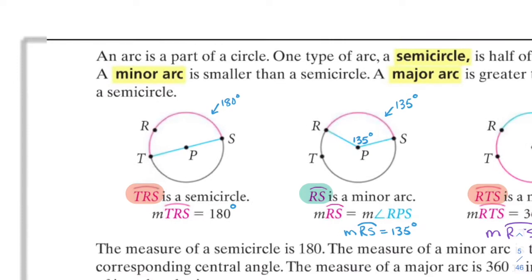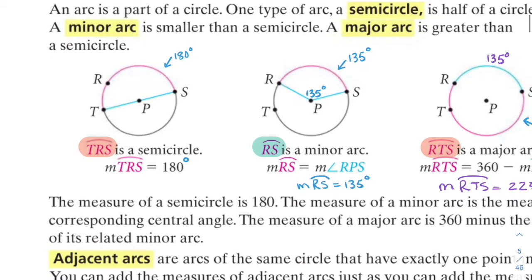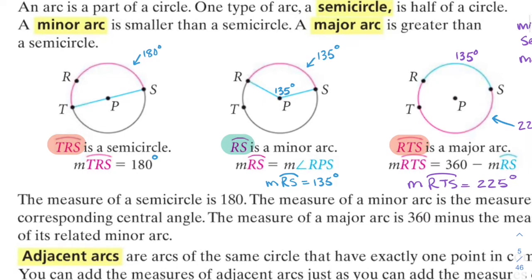So again, minor arc, always use 2 letters. Major arc and semicircles always use 3 letters because even though it's 180 for a semicircle, you don't really know what direction you're going in unless you put a letter in between to describe the direction you're traveling around that circle.